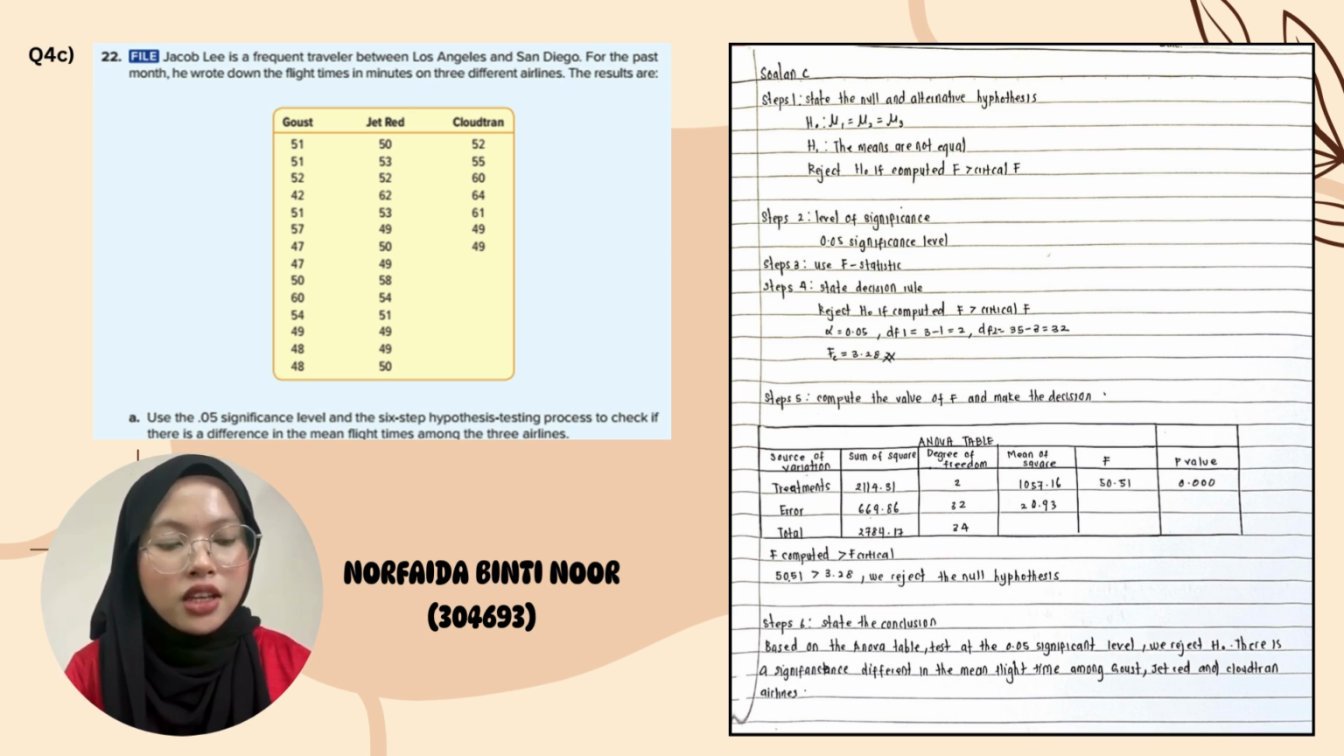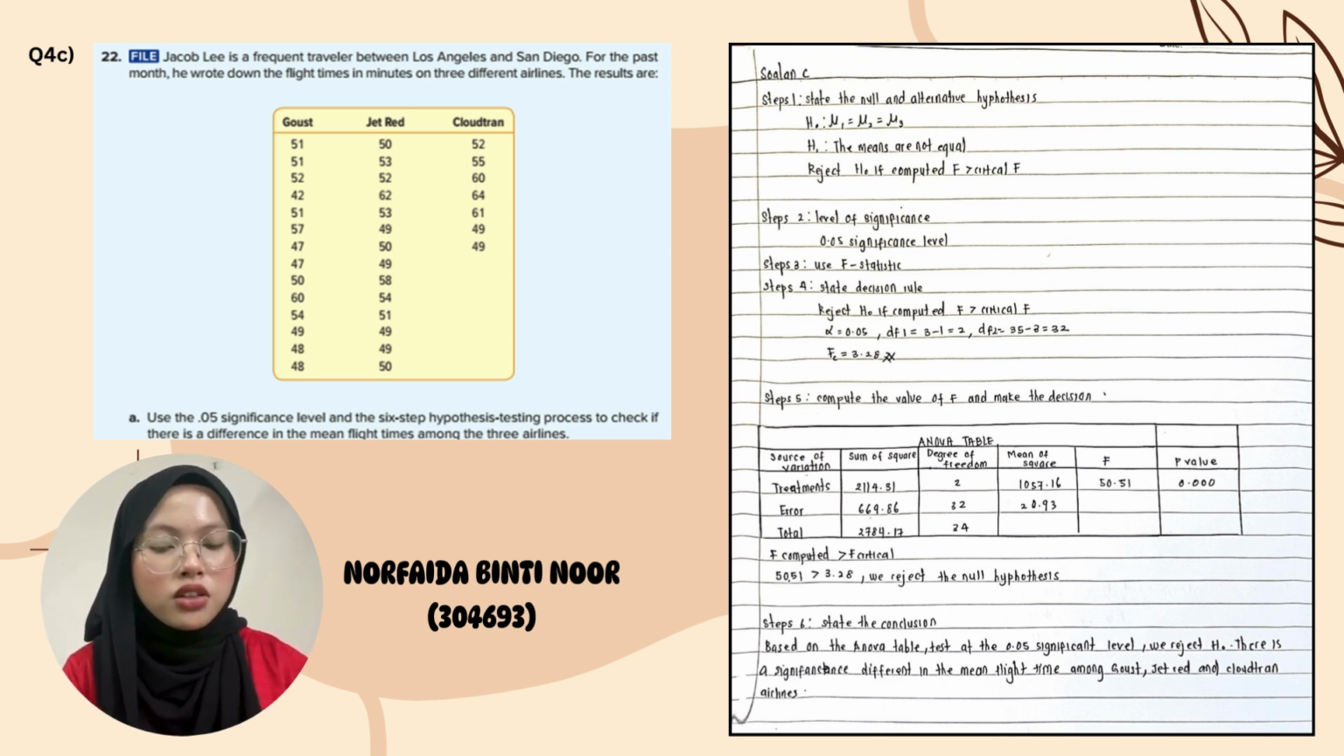As you can see, the p-value is 0.00. This is because our computed F is higher than F critical. For step 6, we need to state the conclusion. Based on this question, I will conclude that our test at the 0.05 significance level rejected the null hypothesis because there is a significant difference in the mean flight time among the Ghost, Jet Jet, and the Coach Airlines. So that's all. Thank you.